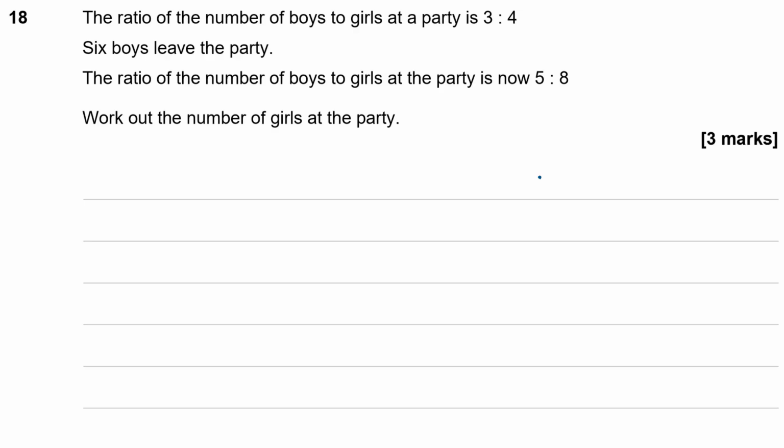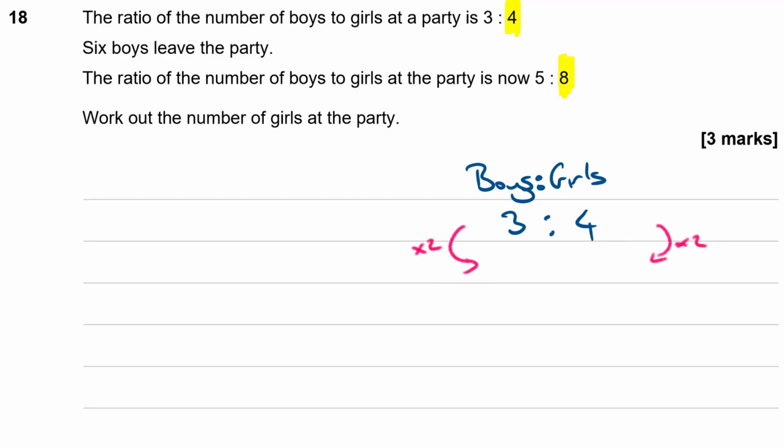Now, the ratio of boys to girls we're given as 3 to 4 to start with. But notice in the second part, the number of parts of girls is 8, which is twice as much as we've got here. So in order to compare the two more easily, I can scale up this ratio by a factor of 2 and rewrite it as 6 parts to 8 parts.